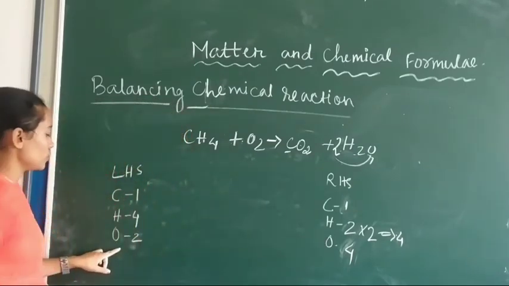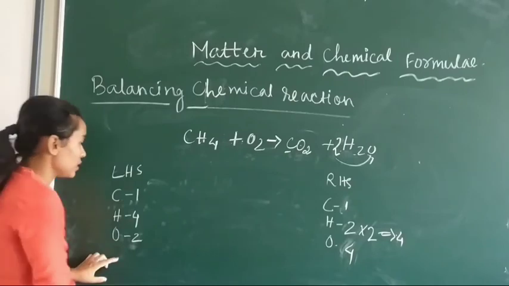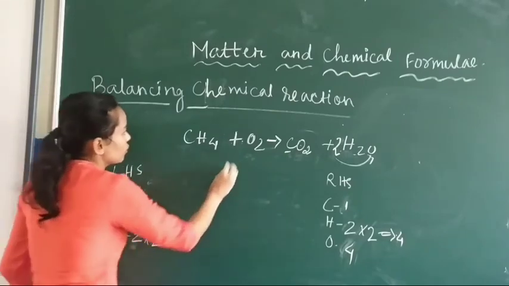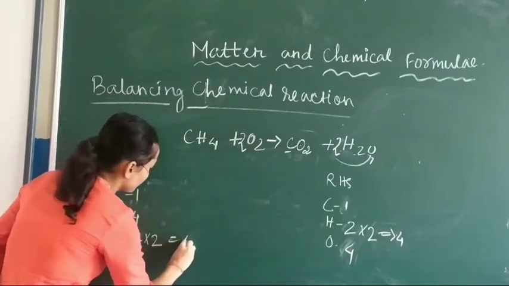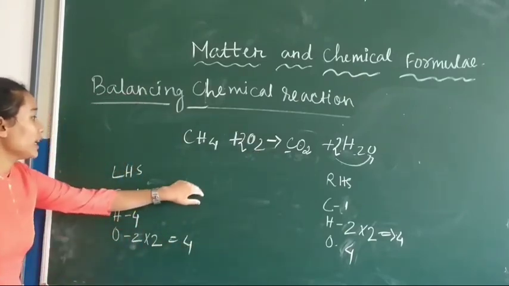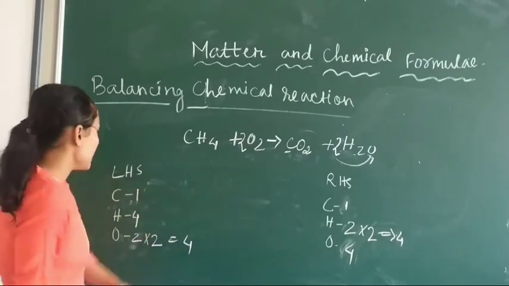Now what we need to do? We need to balance this oxygen side. So we will multiply this with 2. We will put 2 here. So what happened? 2 into 2, it will become 4. So now you see, both the right hand side and left hand side are balanced.